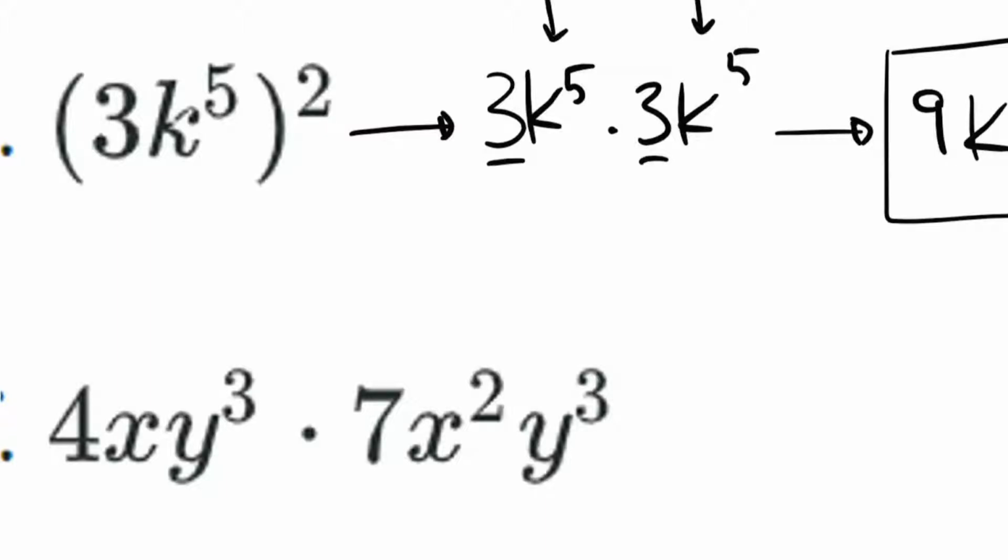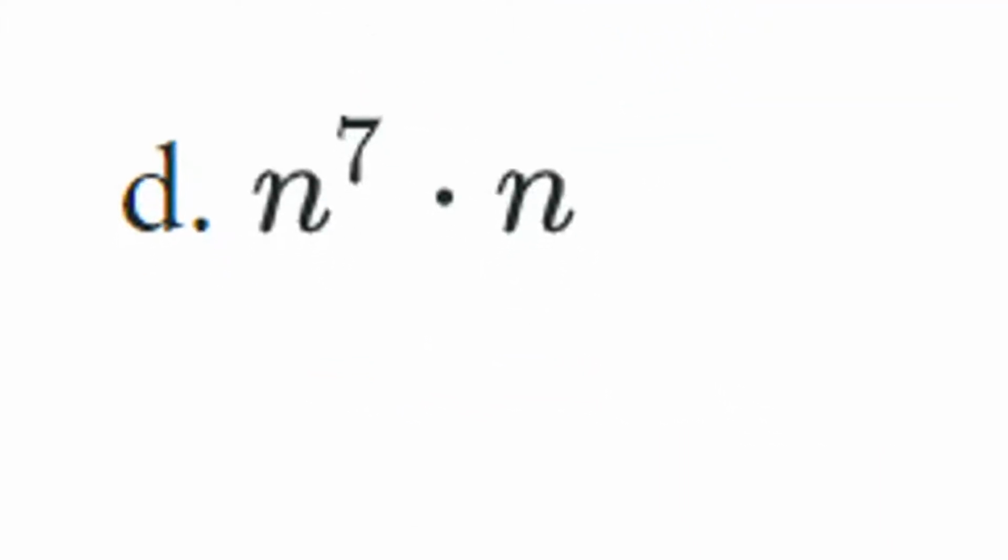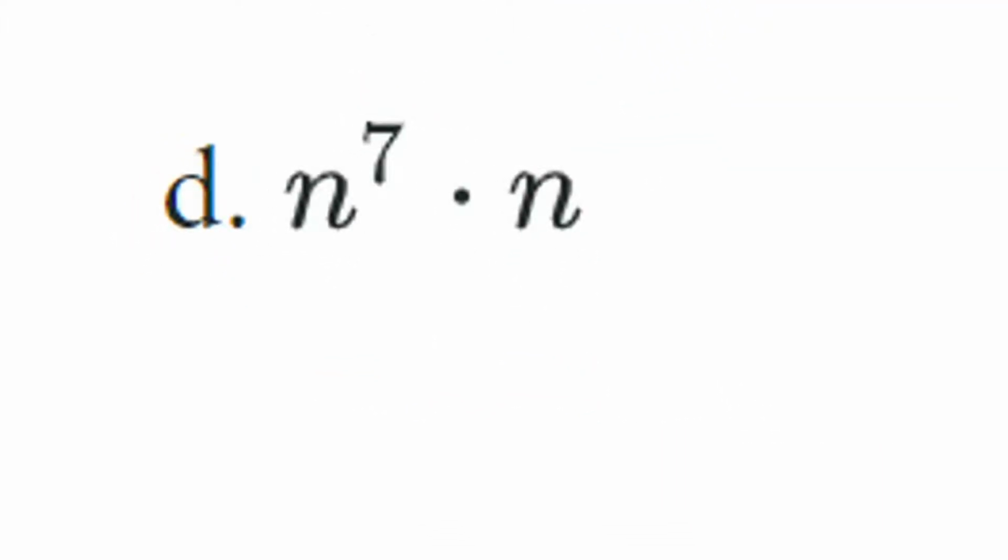Let's move on to D. Way back over here. Here's D. So I have 7 factors of n. This is literally n, 7 factors of n, times an additional factor of n, right? So that means that I have a total of 8 factors of n. This is just n to the 8th power.